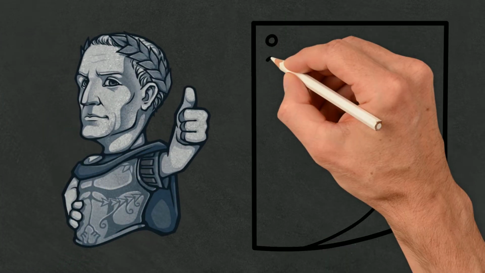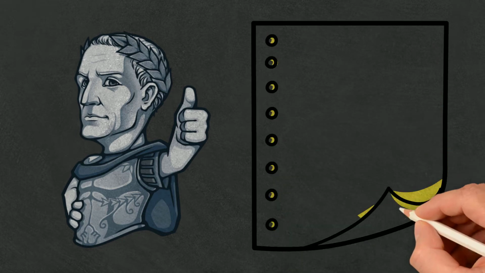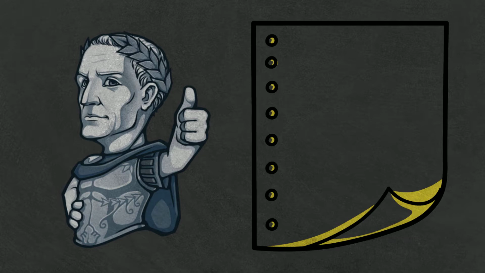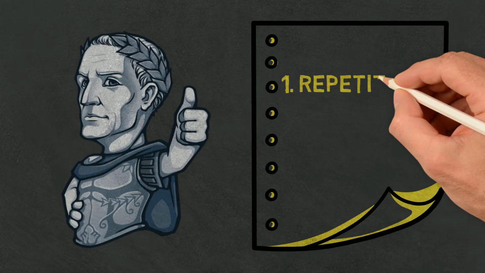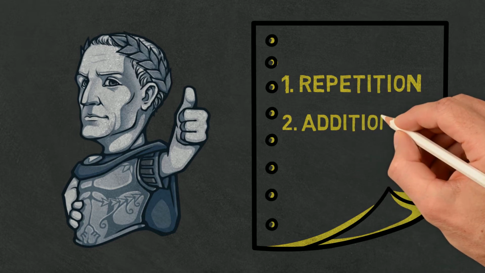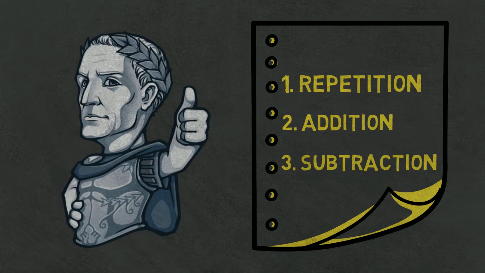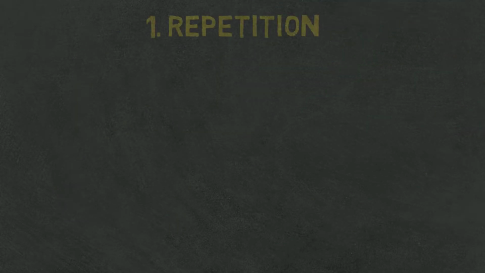Now we need to understand and memorize 3 important rules that are often used to write Roman numerals. The first is the rule of repetition, the second is the rule of addition, and the last one is the rule of subtraction. Let's start with the rule of repetition.